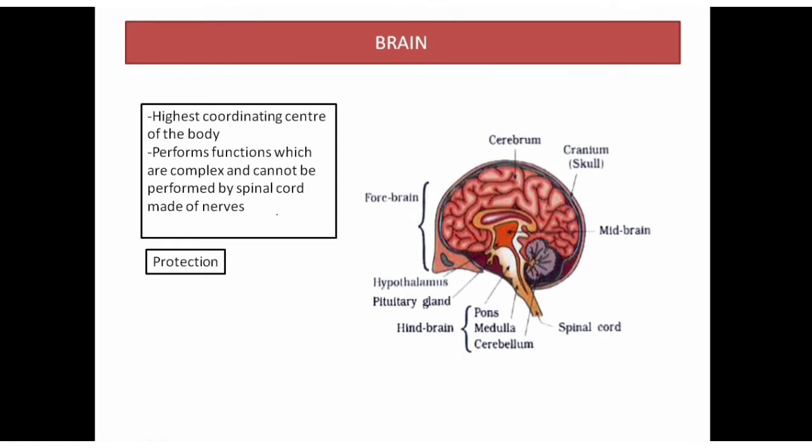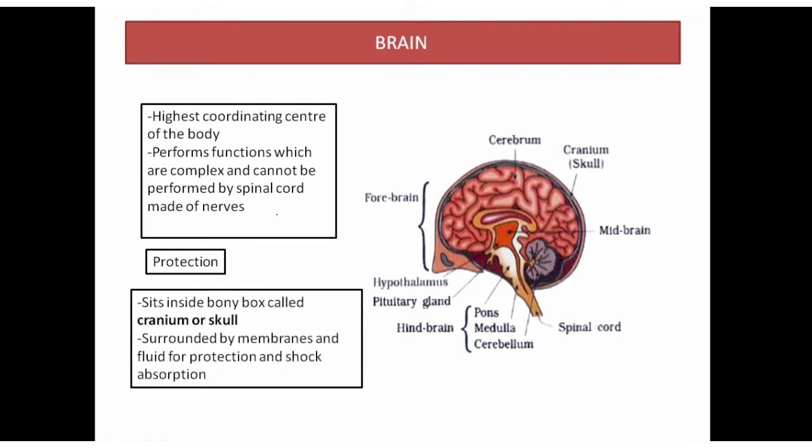So, protection of the brain. Since it's a very important organ, the main coordinating center of the body, it needs to be protected. For the protection, there is a bony box called the cranium or the skull. And this is surrounded by membranes and fluid for protection and shock absorption. The membranes of the brain, I'm just giving you extra information, are called meninges. We call it meninges. Okay, this is extra information.